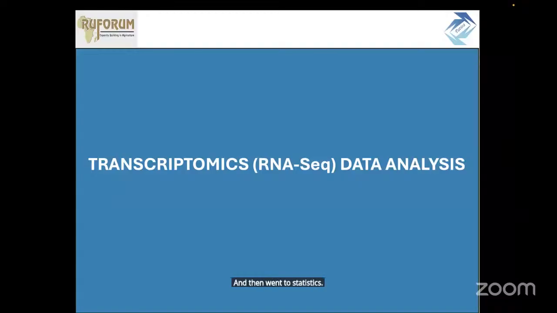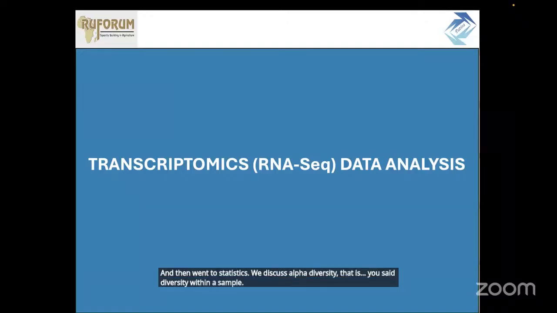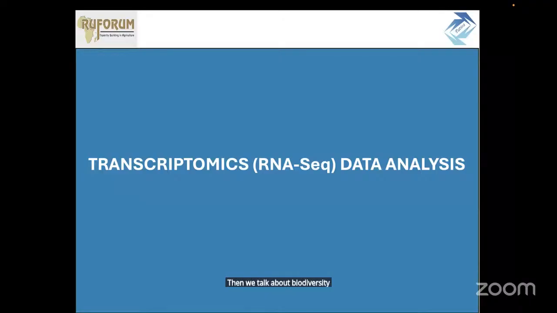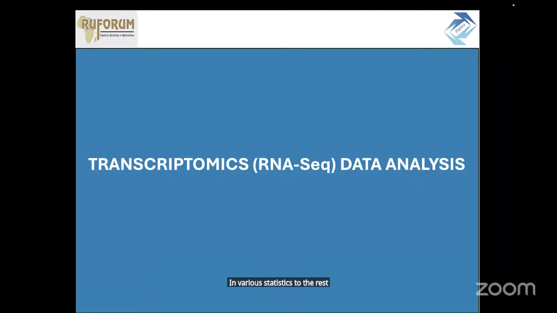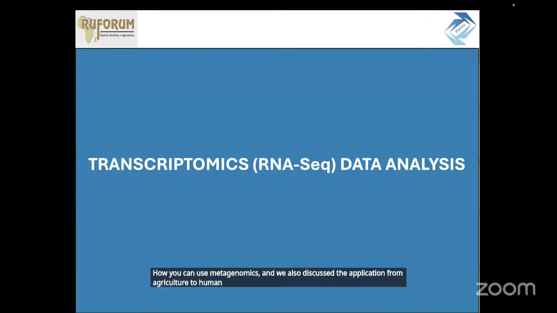We discussed alpha diversity, that is, you study diversity within a sample. Then we talked about beta diversity, that's diversity among samples, and discussed different methods from univariate statistics to the rest. So that was about metagenomics, how you can use metagenomics. And we also discussed the applications, from agriculture to human medicine and so forth, and people are using metagenomics.